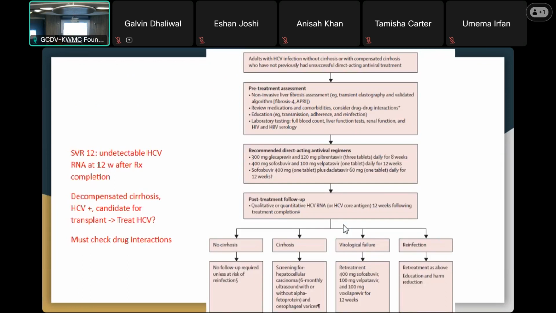SVR12, does anybody know what that stands for? Viral what? Response. So sustained virological response is called SVR12. So when you treat them, you test them after 12 weeks. And if they're cured, if the RNA is negative, that's called SVR12. Now, data is showing that even if you do it at 4 weeks and they're cured, there's a high chance that they'll stay that way till 12 weeks. So it's called SVR4 and SVR12.